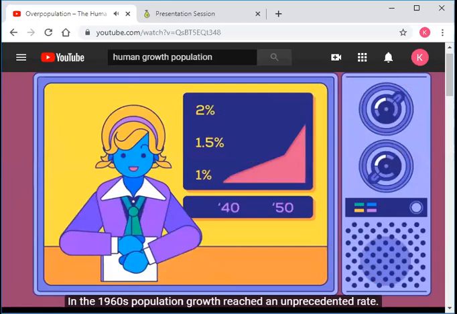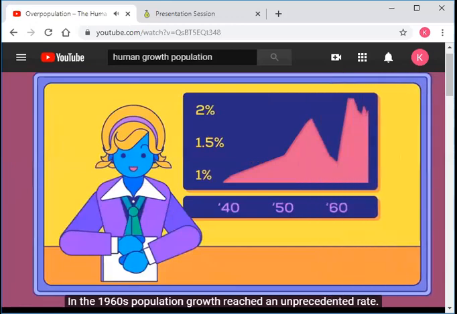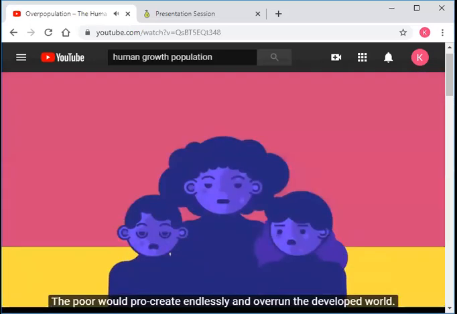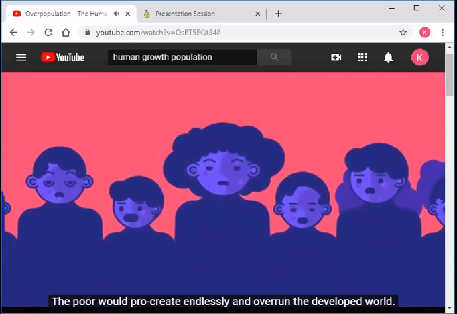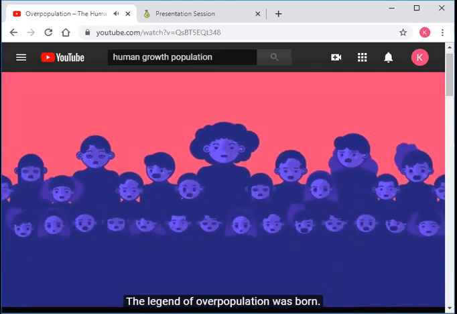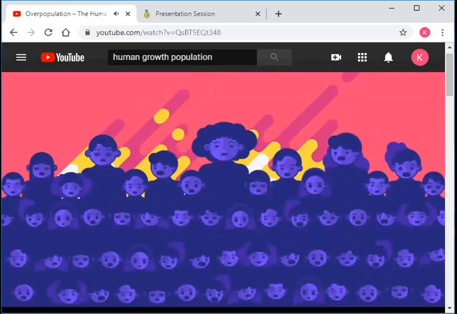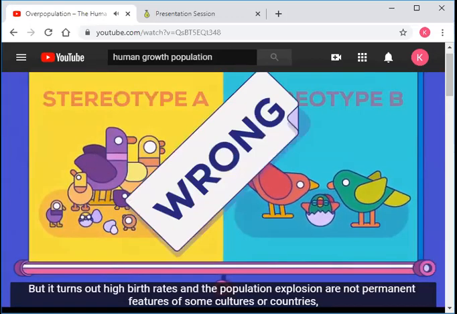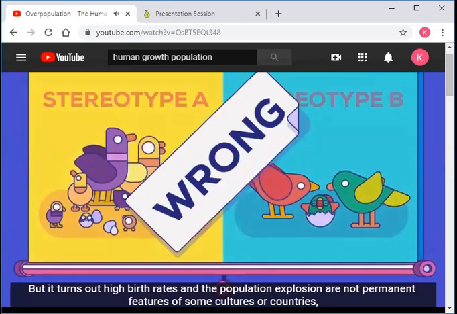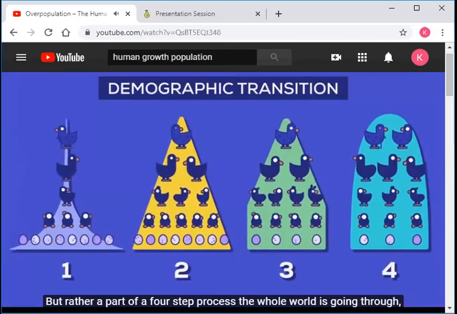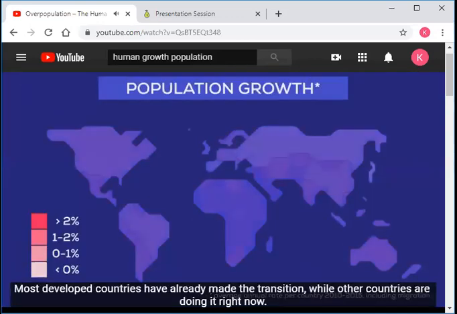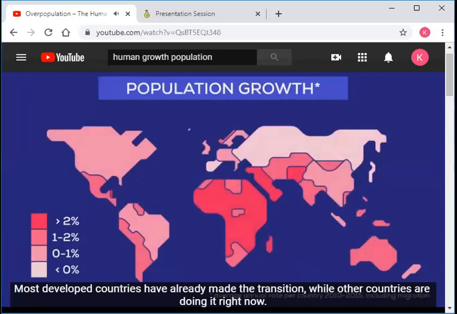In the 1960s, population growth reached an unprecedented rate, which led to apocalyptic prophecies. The poor would procreate endlessly and overrun the developed world. The legend of overpopulation was born. But it turns out high birth rates and the population explosion are not permanent features of some cultures or countries, but rather part of a four-step process the whole world is going through: the demographic transition. Most developed countries have already made the transition, while other countries are doing it right now.